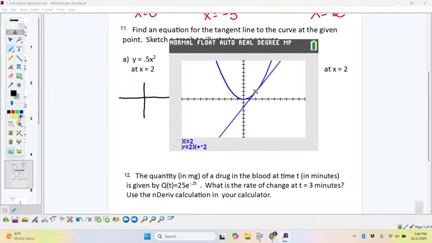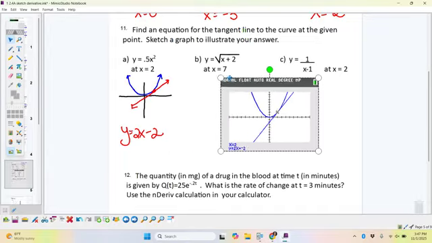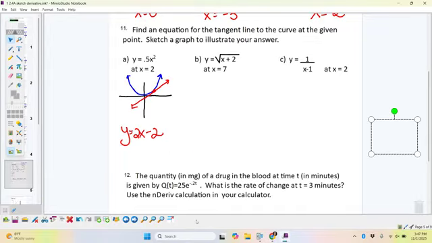So I'm going to sketch this parabola. Kind of missed. Okay, the tangent line at 2 is over here. Also missed. And then the equation y equals 2x minus 2. All right, let's try B.